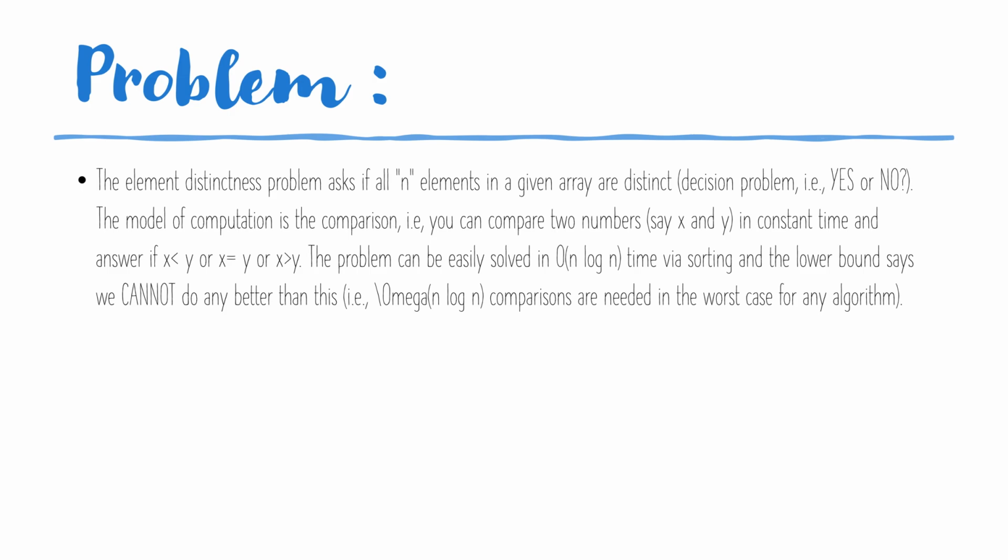So this can be solved by sorting the array. The best sorting algorithm takes order of n log n time, so this can be solved in order of n log n time, and we need to prove that the lower bound is order of n log n and no algorithm can do any better than n log n. We need at least n log n time to prove that all elements in the array are distinct.